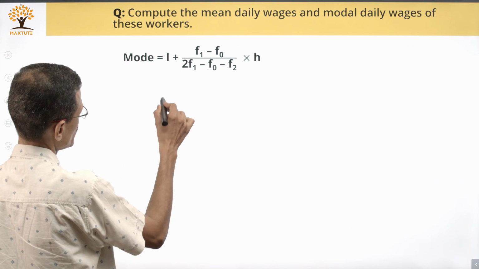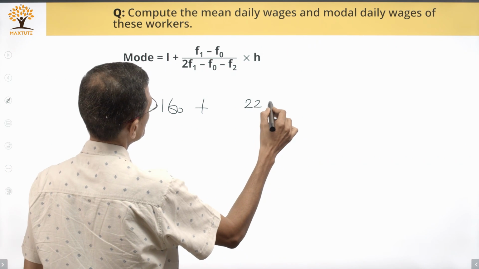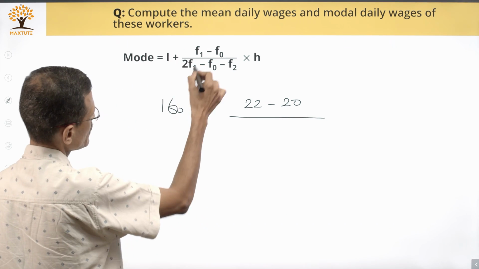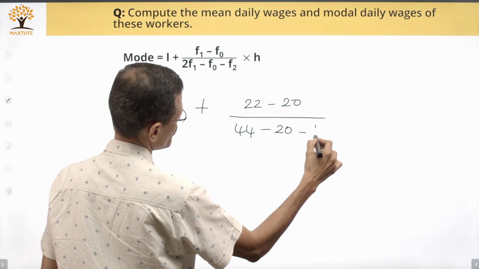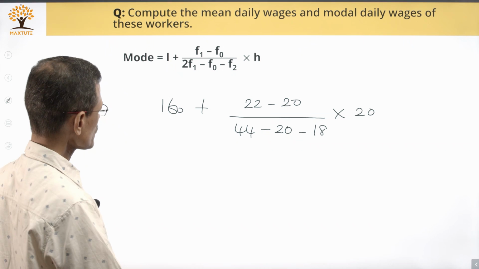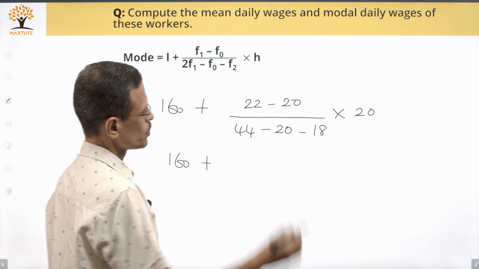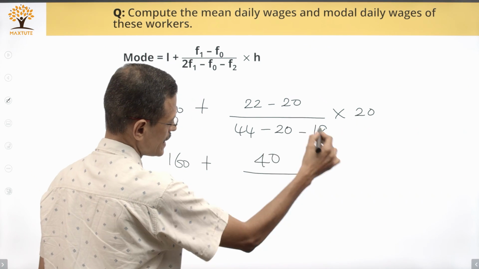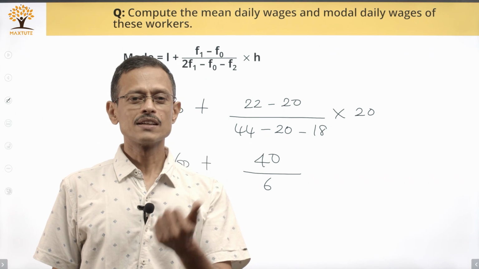So mode is equal to 160 plus F1, which is 22, minus F0, which is 20, divided by 2 times F1, which is 44, minus F0, which is 20, minus F2, which is 18, times 20, which is the class interval, the height of the class interval. 160 plus 22 minus 20 is a 2, 2 times 20 is a 40, divided by 44 minus 38 is a 6. 40 we can think of as 36 plus 4. 36 by 6 is a 6.